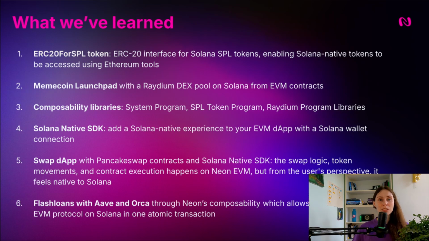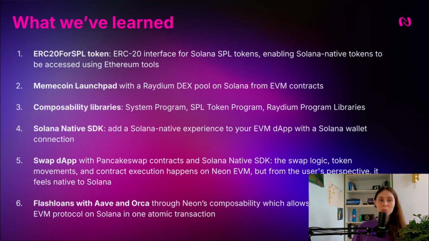And now let's look back at the whole tutorial and see what we've learned. We started with learning about the ERC20 SPL token, which is a hybrid token created by Neon EVM, an ERC20 interface for Solana SPL tokens that enables Solana native tokens to be accessed using Ethereum tools. Then we learned how to create a meme coin launchpad with a Raydium DEX pool on Solana from EVM contracts.